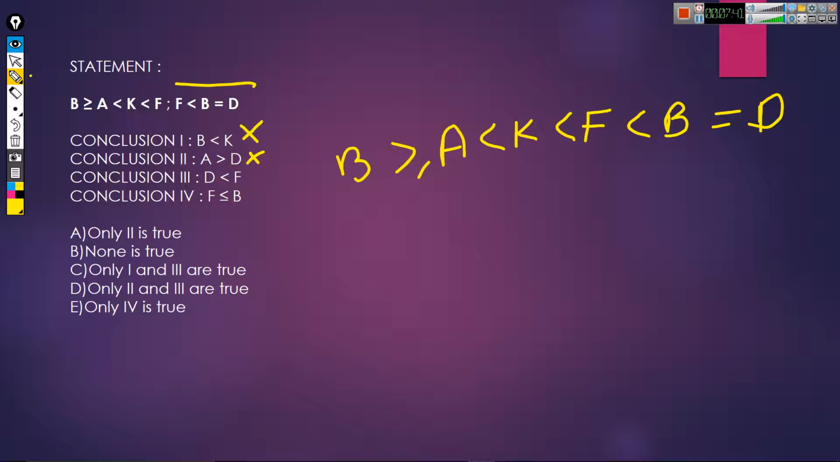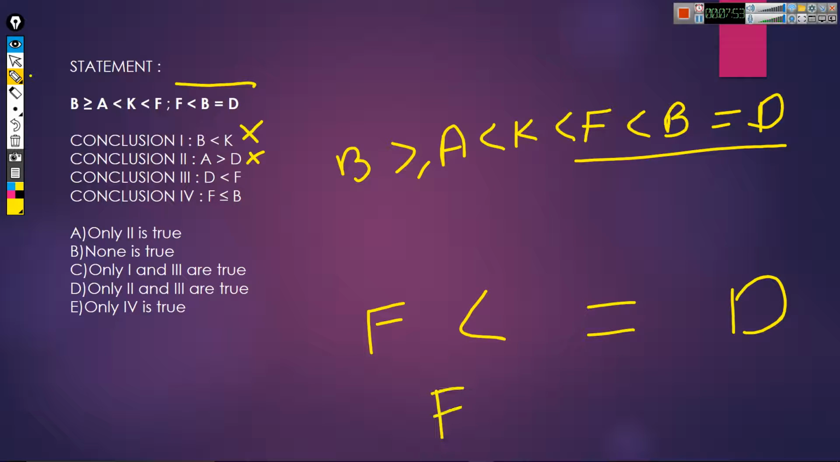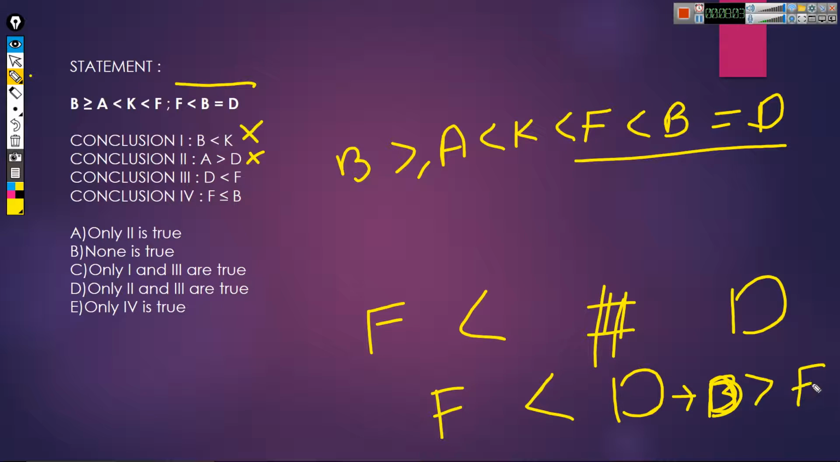Move to the next question. Next conclusion: D is less than F. We have to go from D to F. F and D, less than and equals to. So the conclusion will be F is less than D. We have to ignore is equal to. So reverse it. D is greater than F. What is given? D is less than F. It is also wrong.